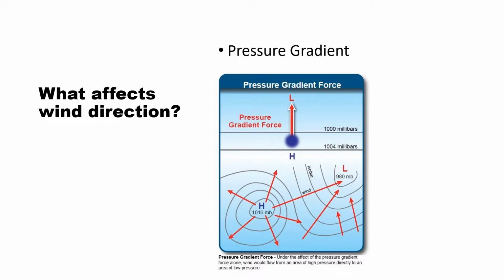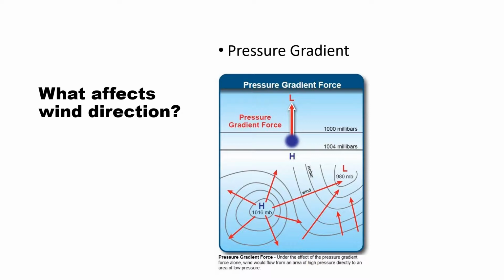First, I'm going to start out by talking about wind direction and what affects it. So what does affect wind direction? As you can see on our first slide, pressure gradient affects wind direction. This is where wind goes from high to low pressure.